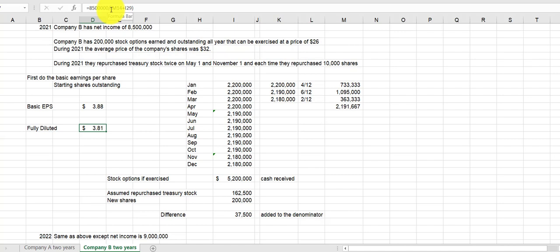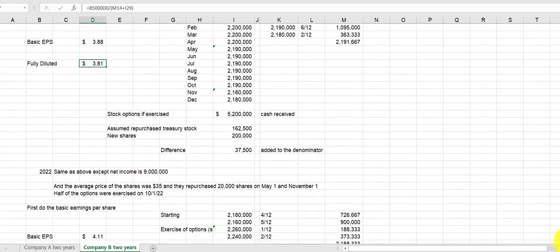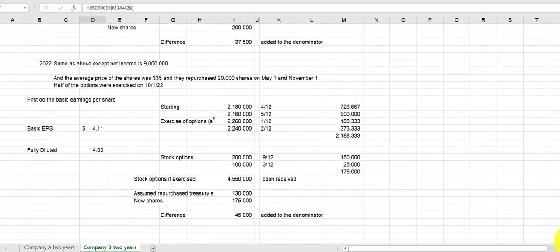Now remember, this actually hasn't happened. We are doing as if it had happened. Okay, so the stock options were not necessarily exercised. We're just looking at the possibility that they could be.